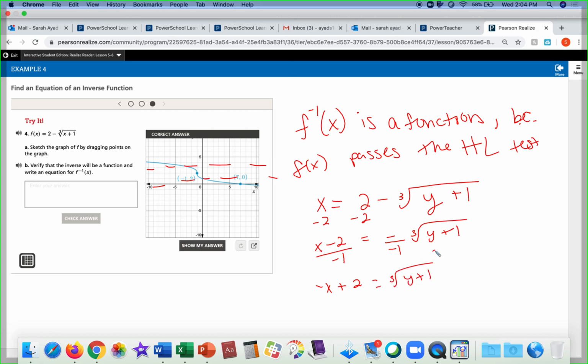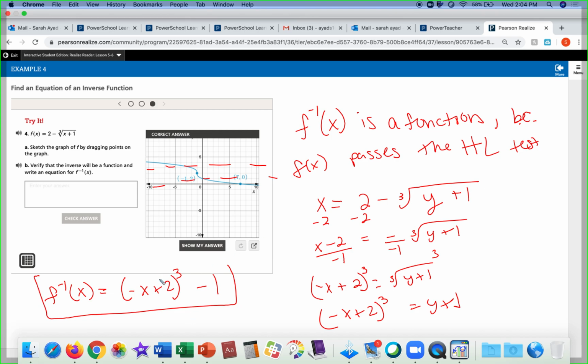Now I have to cube both sides. Make sure you use parentheses there. And finally, I subtract 1 over. So therefore, the inverse is the quantity negative x plus 2 cubed minus 1.